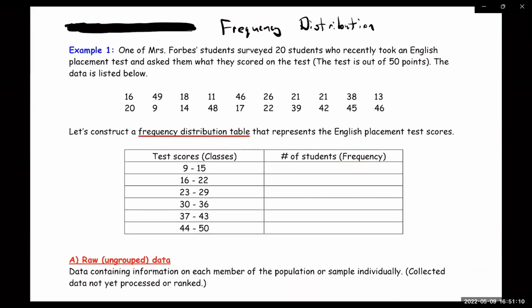Is it 4? Let's see. 1, 2, 3, 4. Yeah, I think 4 is right. So let's cross them out as we go. 1, 2, 3, 4. All right, so you put a 4 there. All right, now let's figure out how many fall between 16 and 22.